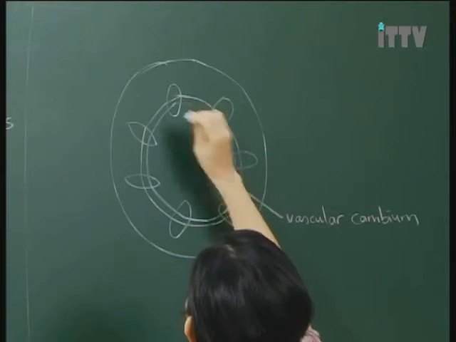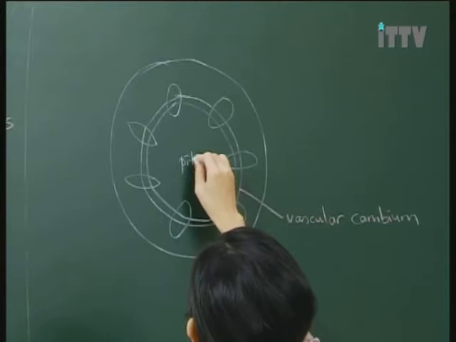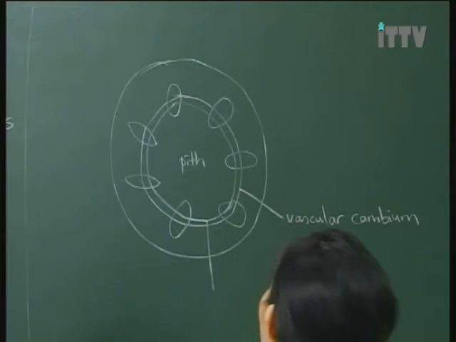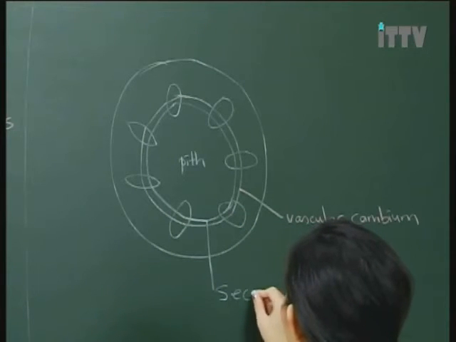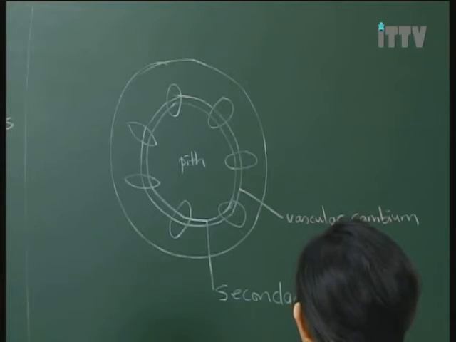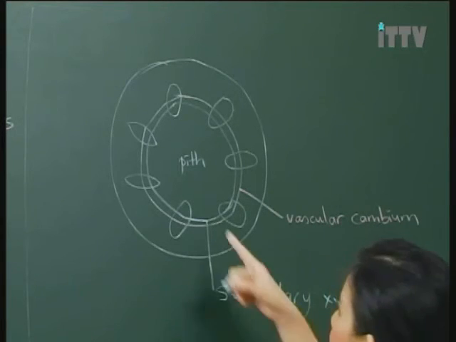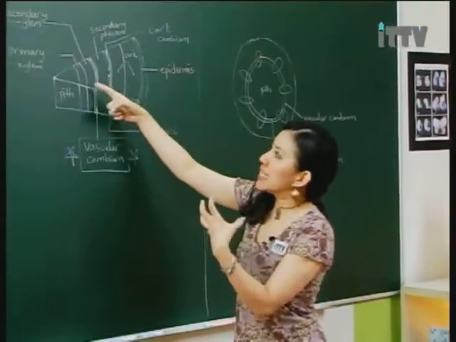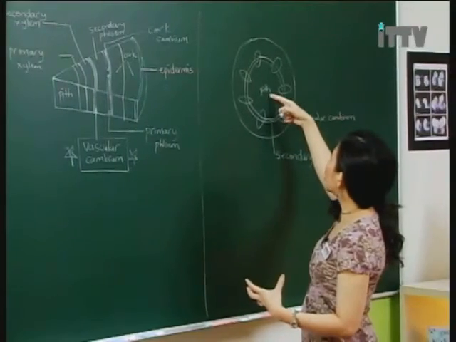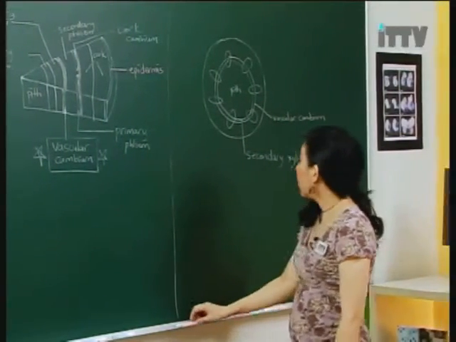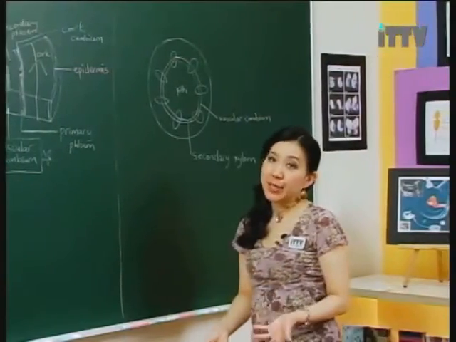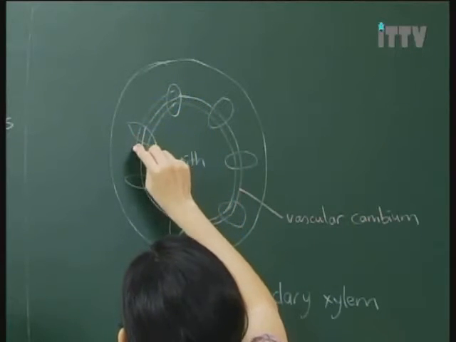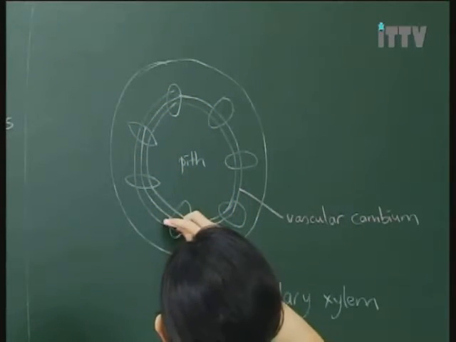new secondary xylem. So this part here will be the pith, like that. And this bluish part is known as the secondary xylem. So the secondary xylem is being formed towards the inside, closer to the pith. While we have the secondary phloem, the secondary phloem is being formed on the outside. Okay, so secondary phloem.